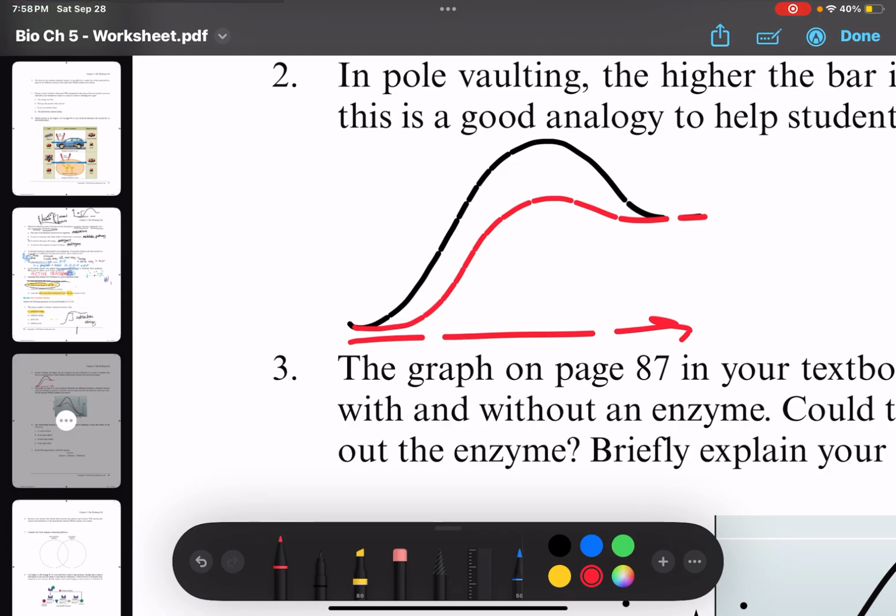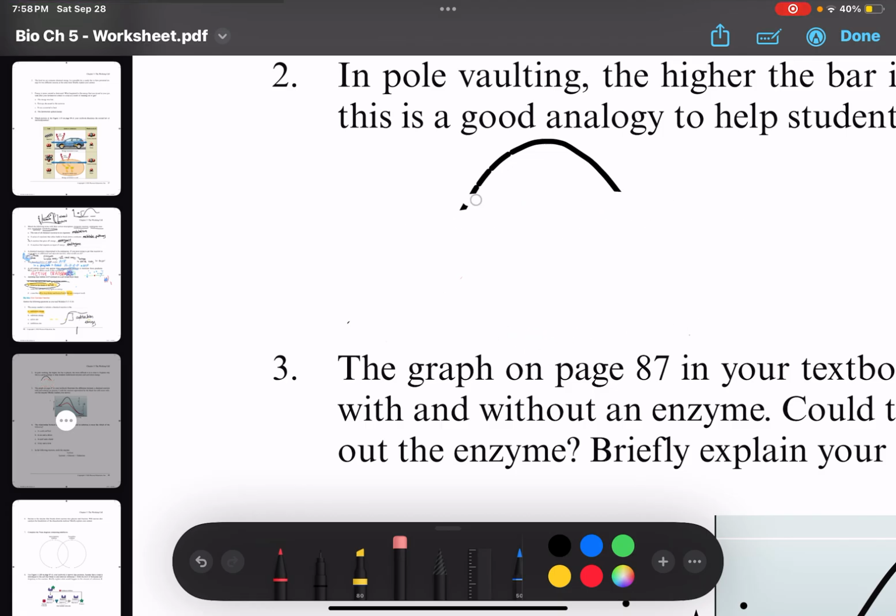Or actually, I drew the diagram wrong. Give me a second, I'm so sorry. Alright, let me redraw that. So this would be the example of a chemical reaction done with activation energy, and this would be the example of a chemical reaction done without activation energy.